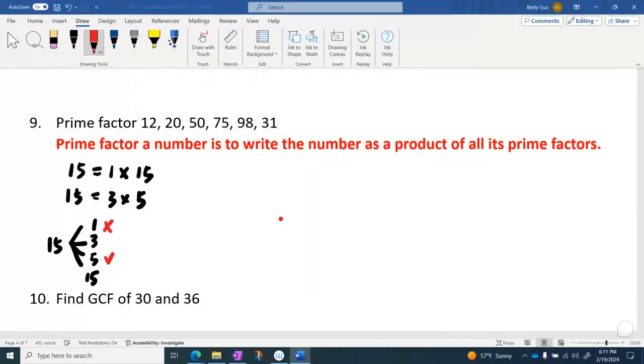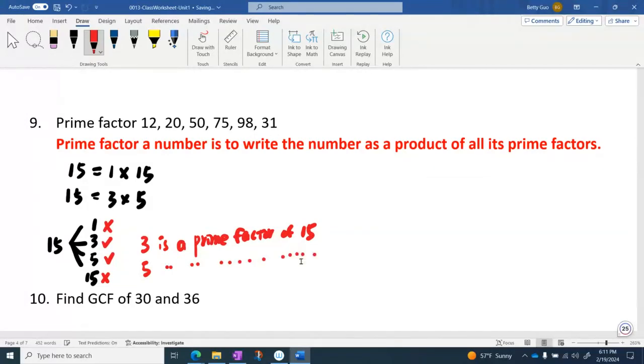Exactly, 1 is not. 3 is a prime number, right? And 15 is divisible by it, yes. So 15 has 2 prime factors. As you can see, 3 is a prime number. 3 is a factor of 15. So that makes 3 a prime factor of 15. Same with 5.